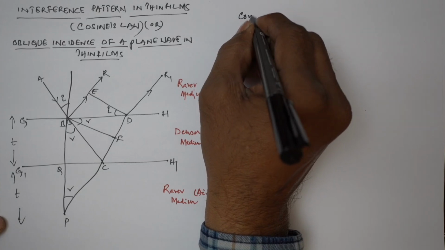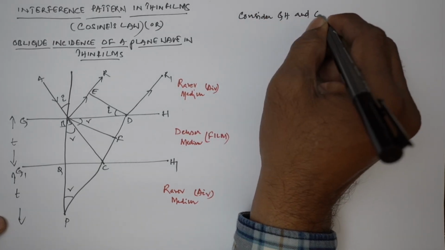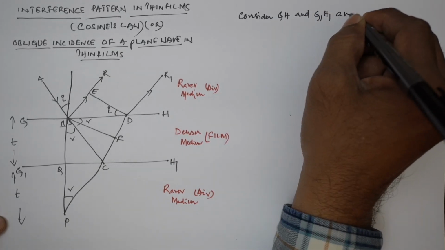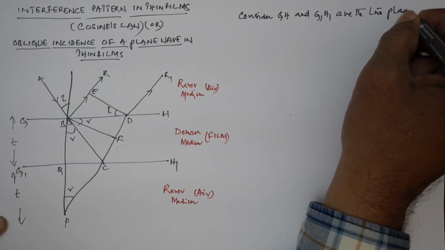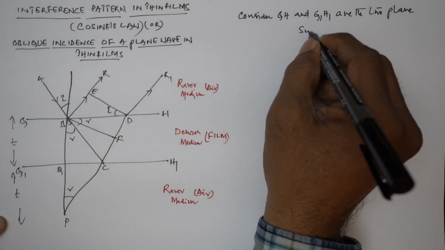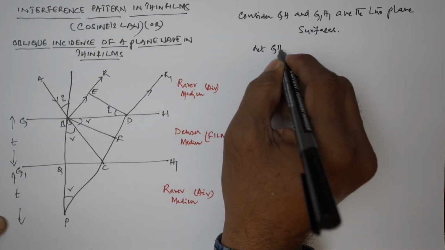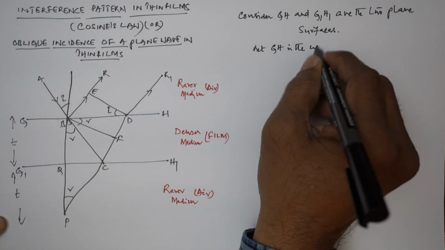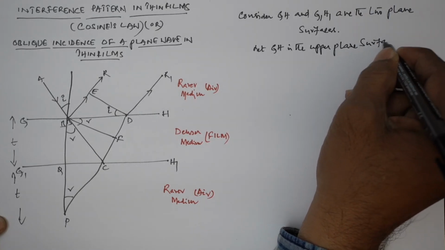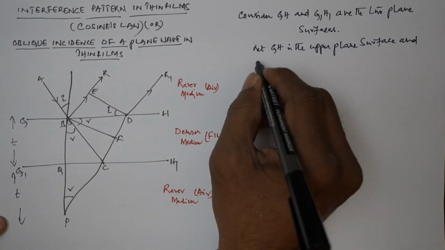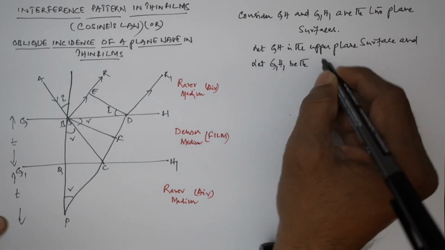Consider GH and G1H1 are the two plane surfaces. Let GH be the upper plane surface and let G1H1 be the lower plane surface.